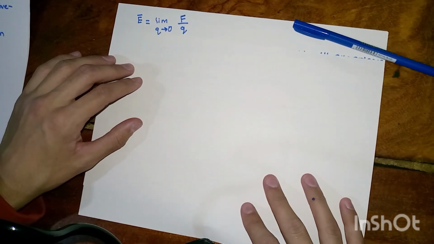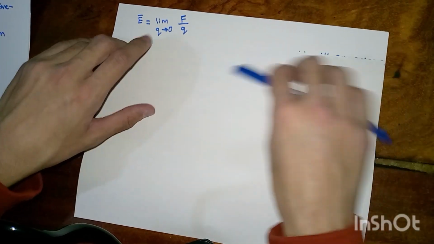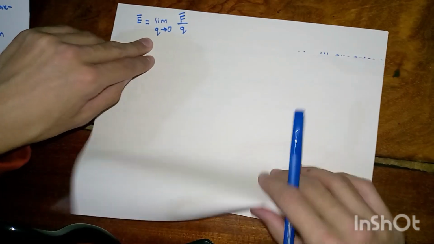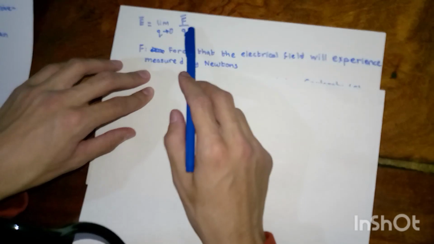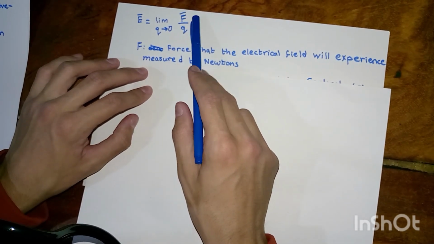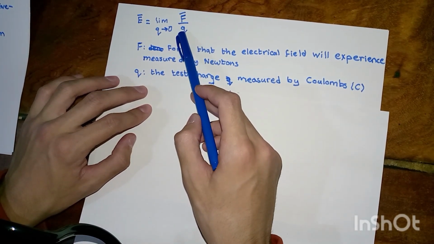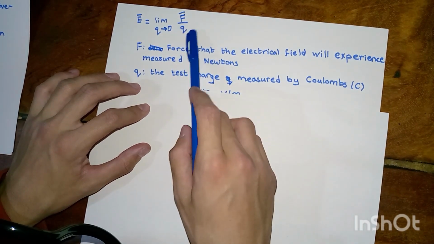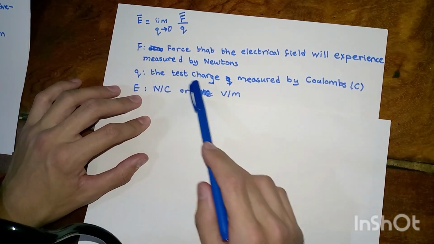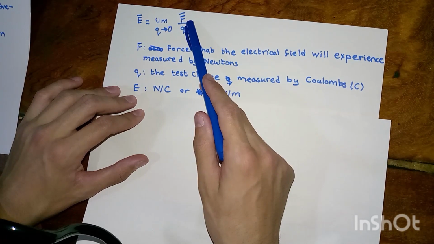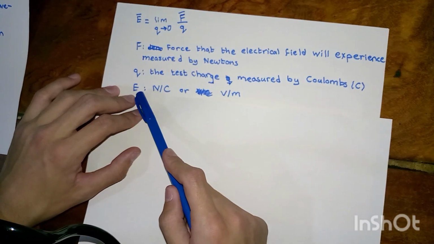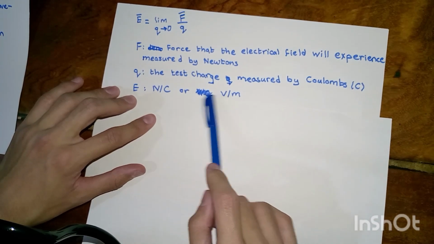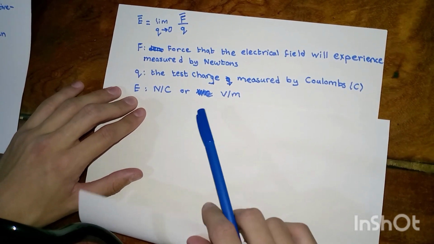The equation of the electrical field intensity is written in this way: E is the limit as Q approaches 0 of F divided by Q, where F denotes the force of the electrical field that the test charge will experience, and it is measured in Newtons. Q is the test charge that will experience the force from a bigger charge or from a surrounding electrical field, and it is measured in Coulombs, C. E is the electrical field intensity, and as the force F is measured in Newtons and Q is measured in Coulombs, the electrical field is measured in Newtons per Coulomb, or volts per meter. We are going to prove later why the electrical field is measured in volts per meter.